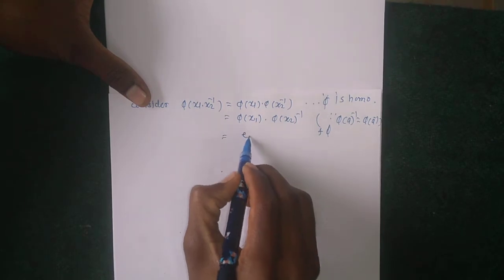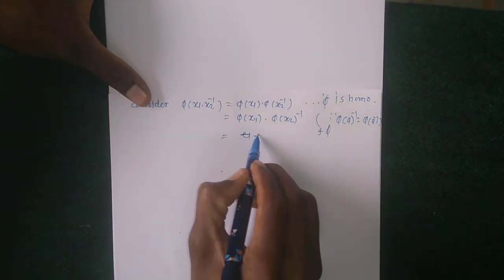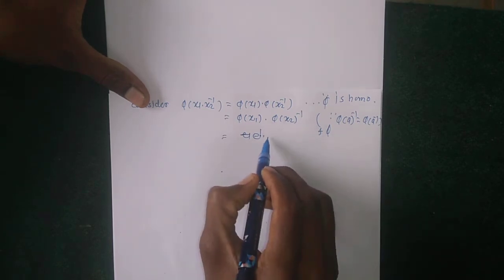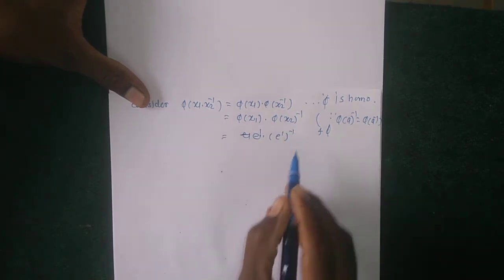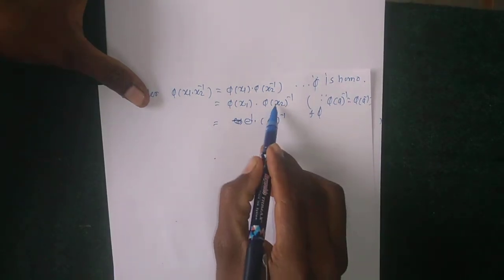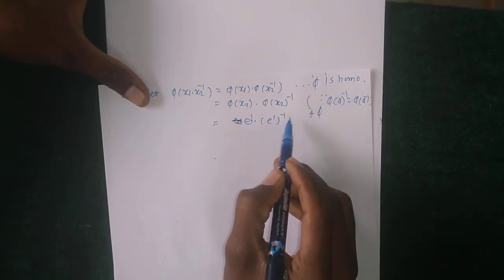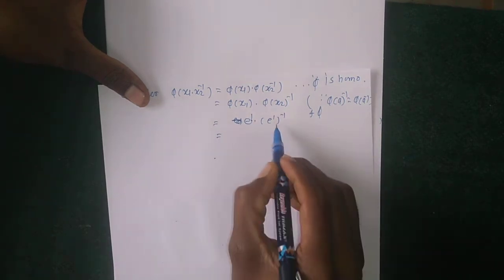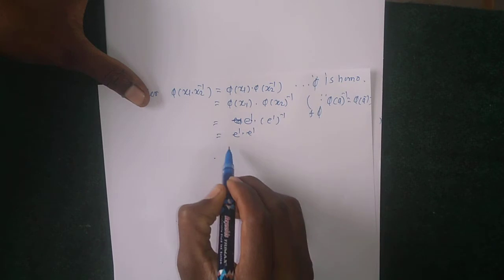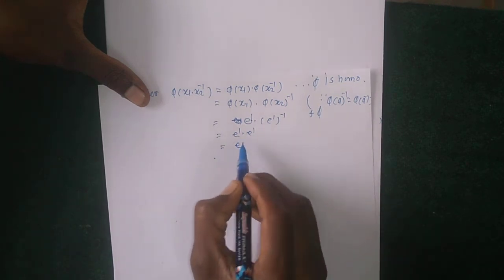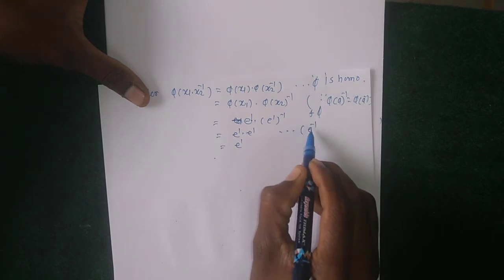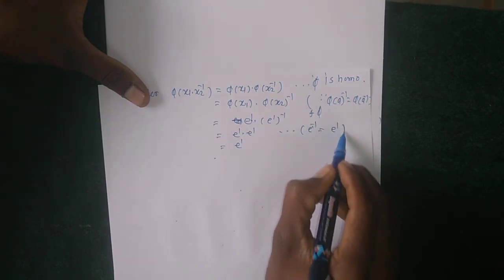Phi of x1 equal to e dash, and phi of x2 equal to e dash. Their inverse is e dash inverse, and the inverse of identity is identity itself, which means e dash into e dash, and the multiplication of two identities is e dash, since the inverse of identity equals identity.